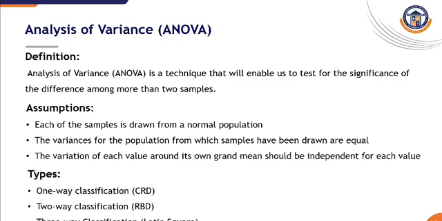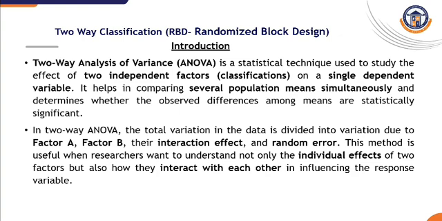The one-way means we discuss only one factor. The two-way means we discuss two factors, and three-way means we analyze more than two factors. So in today's class we see the two-way classification model, whose other name, as we know, is the randomized block design. I give a small introduction.